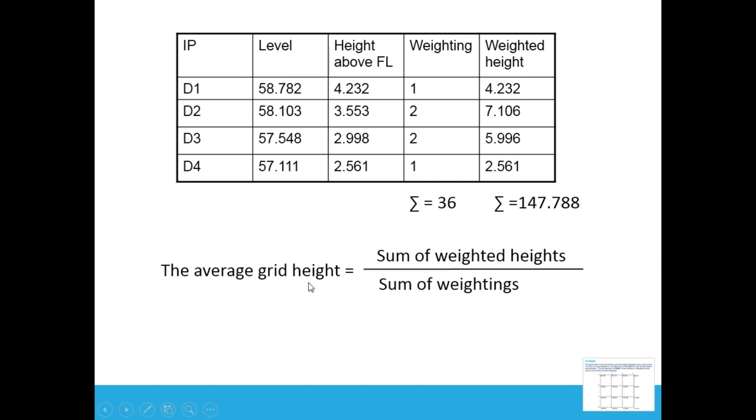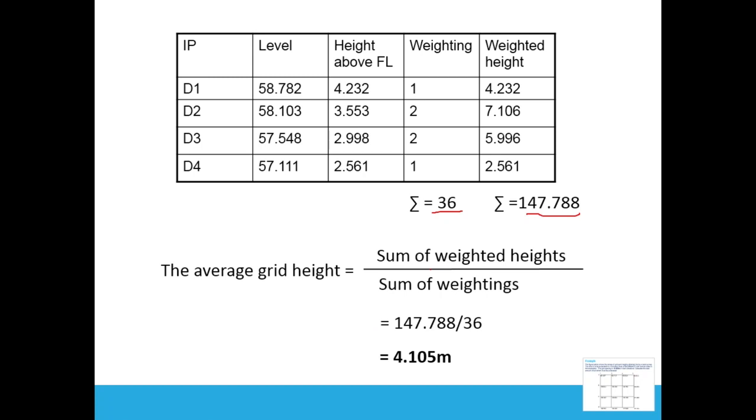So now the average grade height is the summation of the weighted heights, which is this number, divided by the summation of the weightings, which is 36. So 147.788 divided by 36, and the average grade height is 4 meters 0.105. Okay, so now this is the average height. What is the next step? Remember?